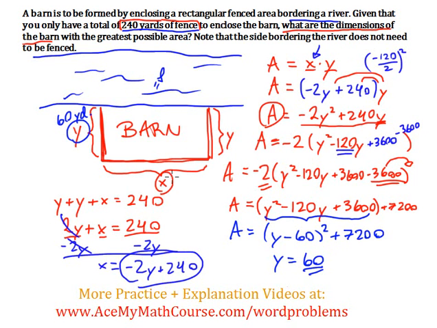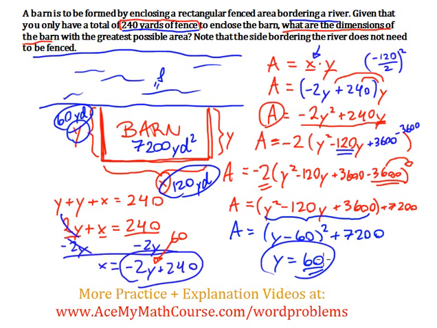I don't know what x is. I can just plug in the 60 right here for y. -2 times 60 is -120, plus 240 is 120. So x is 120 yards. So the area of the barn is actually just going to be 60 yards times 120 yards. So 7,200 yards squared, or squared yards, I guess. I'm not sure.